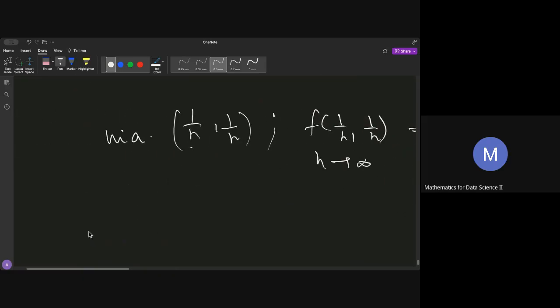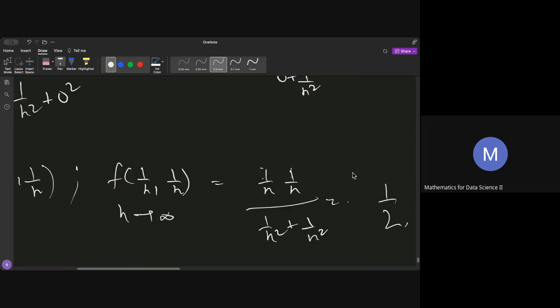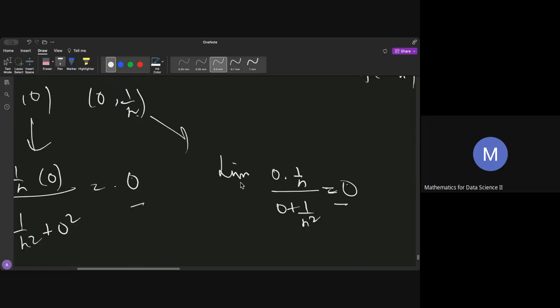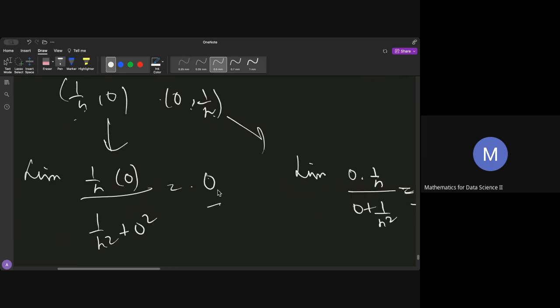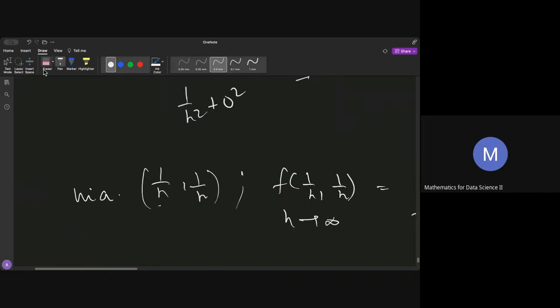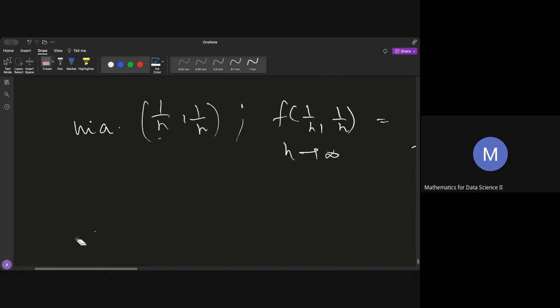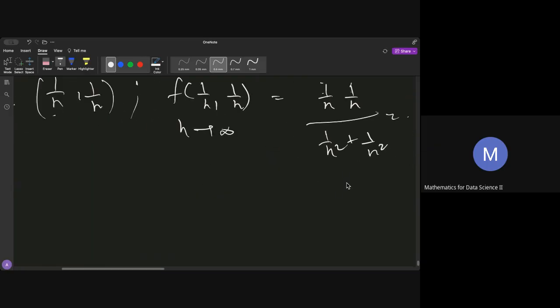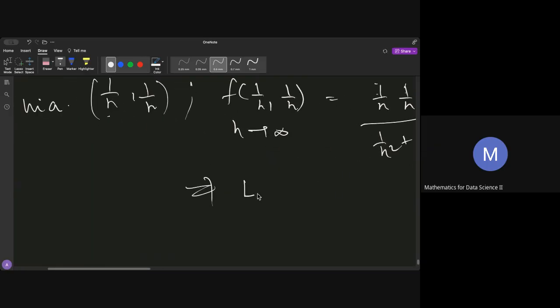Now, the other one was 0, right? We've already found one sequence. From these two sequences, you're getting 0. From this sequence, you're getting half. That means the limit does not exist. Different sequences mean different directions, and via different directions you're getting different limits. That means the limit does not exist.